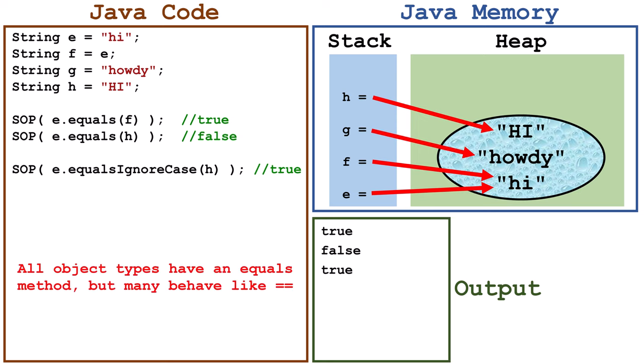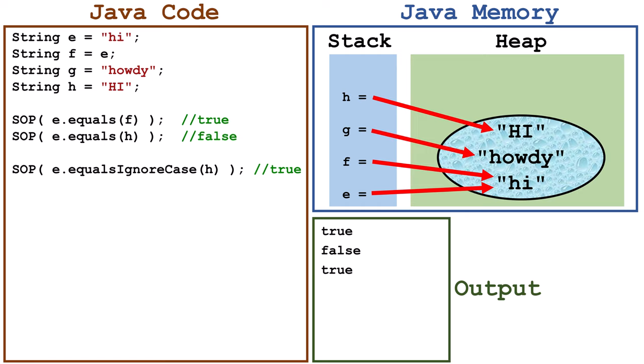It's important to know that even though all object types have an equals method, many objects' equals method only checks referential equality, so their equals method behaves like double equals. Now let's look at some other useful methods in the string class.